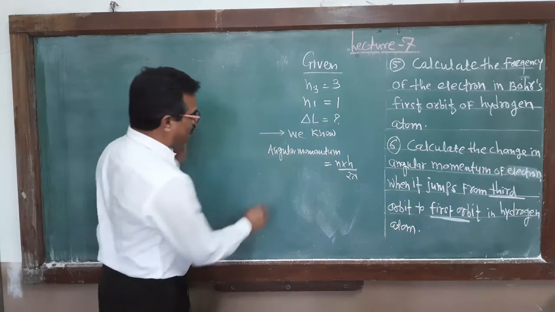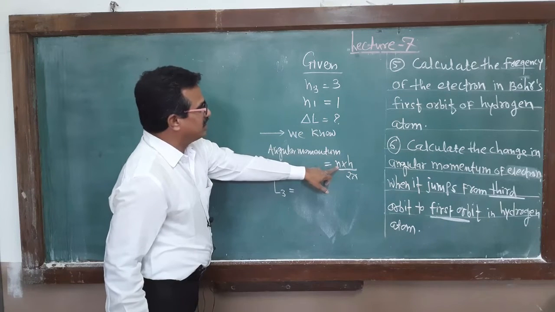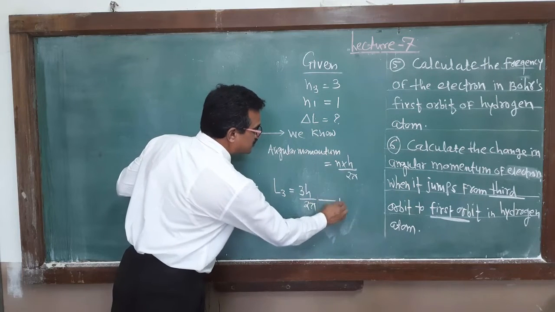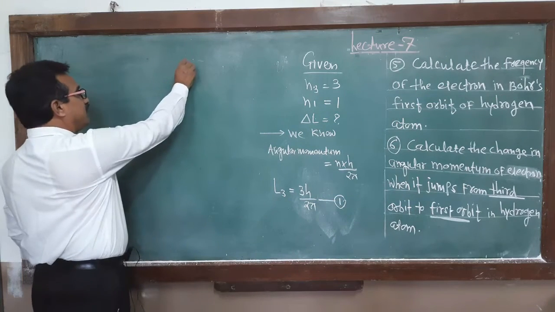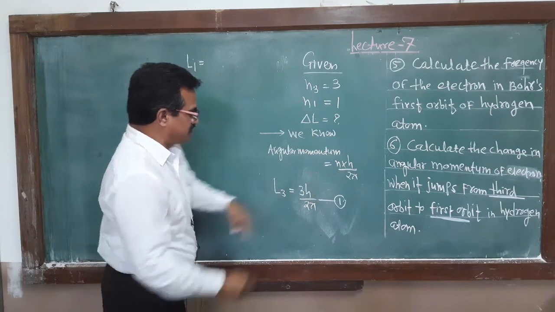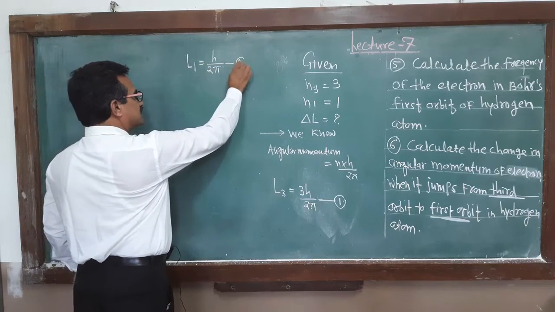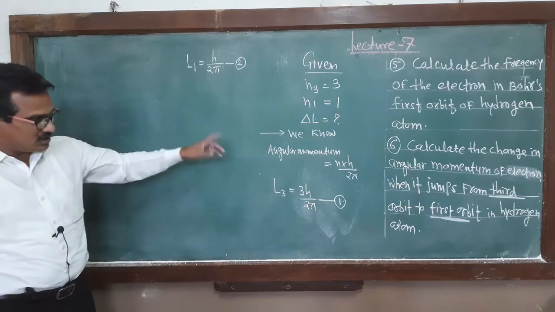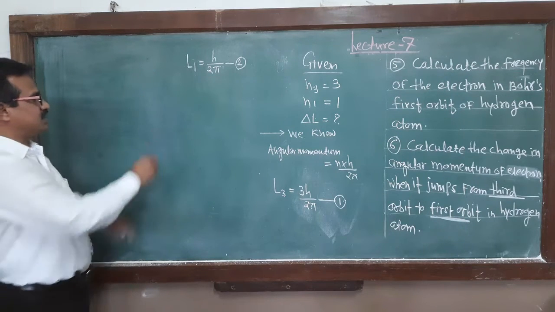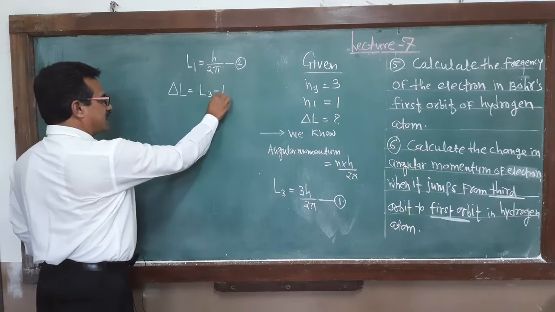Angular momentum for the third orbit, we call it L3, and for the third orbit n3 is equal to 3. So 3h divided by 2 pi, call this equation first. And angular momentum in the first orbit, we call it L1, and for that n1 is equal to 1. Substituting n equal to 1, it is h upon 2 pi. Call this equation second. When the electron jumps from the third orbit to the first orbit, there is a change in angular momentum, and the change in angular momentum must be equal to L3 minus L1.